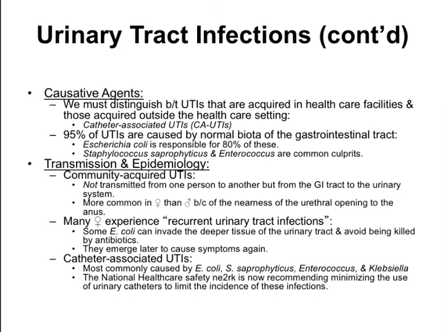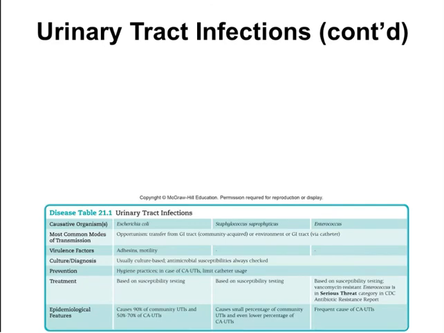In catheter-assisted UTIs, we see the causative agents as E. coli, Enterococcus, Klebsiella. The National Healthcare Safety Network is now recommending minimizing the use of catheters to limit introducing the bacteria into the urogenital tract. This is also obviously why catheters are single use. Okay, and even at that, they're going to have microbes on them.